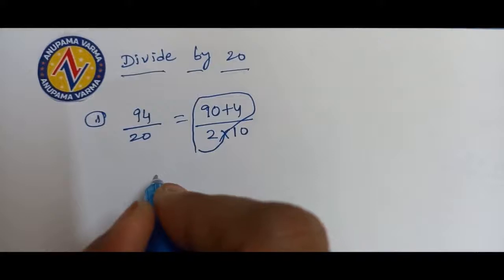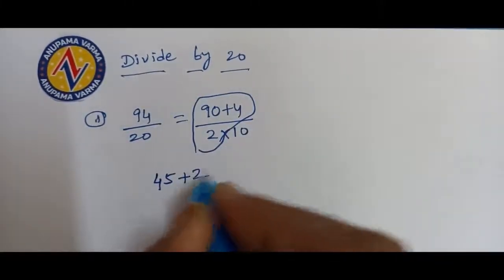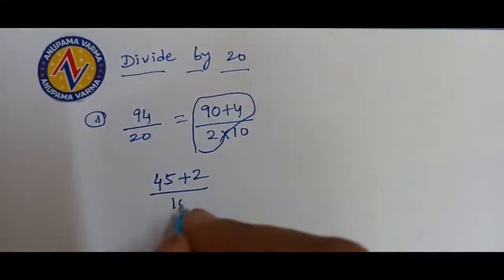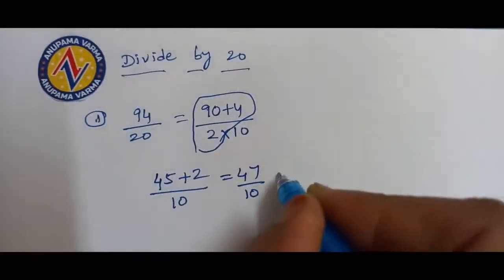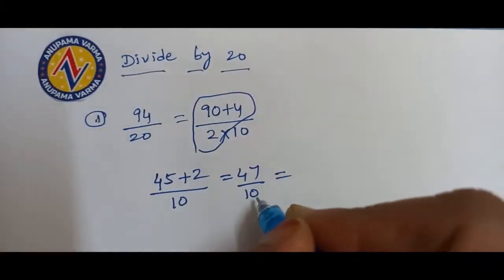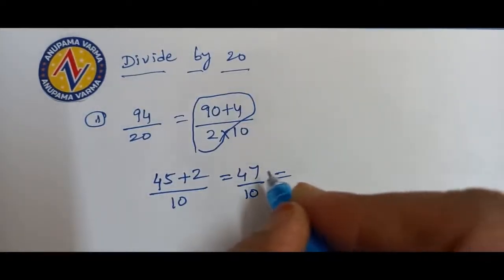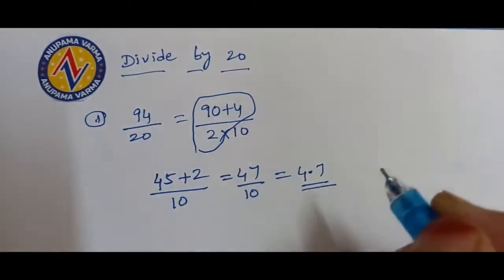Half of 90 is 45. Half of 4 is 2. This part is completed. So, the remaining 10 I am writing here. So, this is 47 by 10. So, when denominator is 10, then we need to keep a decimal after one digit from the right side. So, the answer is 4.7. So, simple, no?